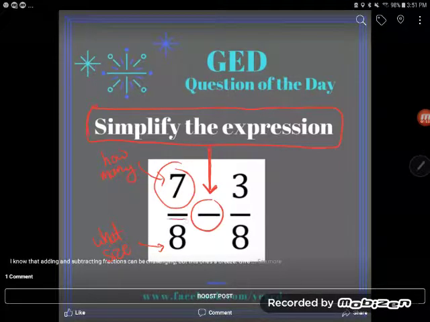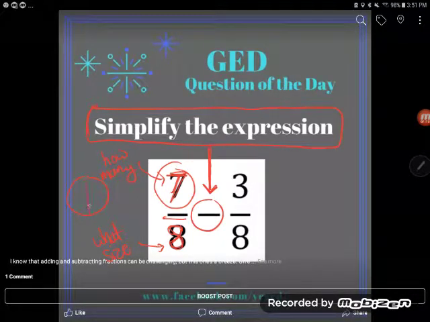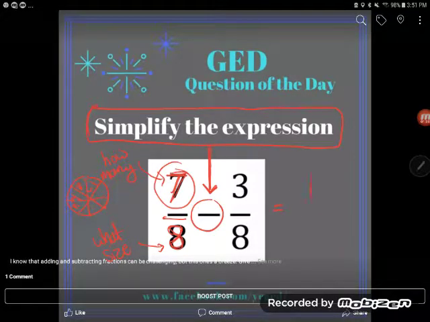If I have 7/8, I have 7 things of size 1/8. One whole thing would be broken into 8 pieces, but I only have 7 of them: 1, 2, 3, 4, 5, 6, 7. If I have 7/8 and I take away 3 of those, let's erase my marks from 3 of those: 1, 2, 3. You can see I now only have 4 of my little pie pieces colored in. So 7/8 take away 3/8 is 4/8.